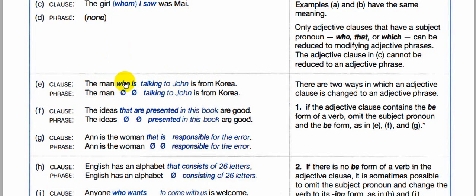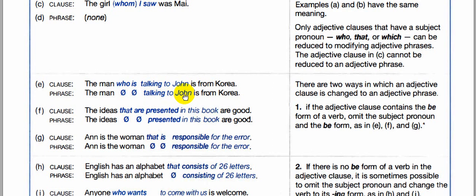And here the relative pronoun is the subject of the adjective clause. It is the subject and the verb is talking. Then we have an important condition which can be applied. It's okay to reduce it into a phrase. Why? Because we have a subject and a verb. As long as it's a clause, you can reduce it into a phrase by deleting who and is. So the remaining part is talking to John.